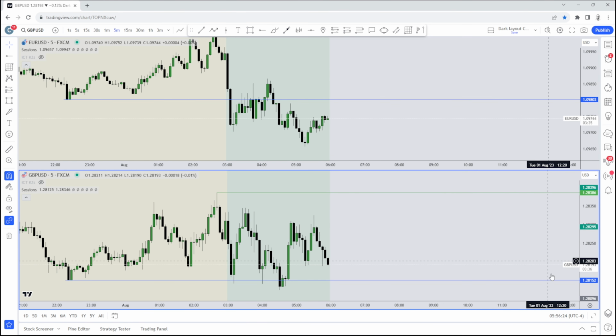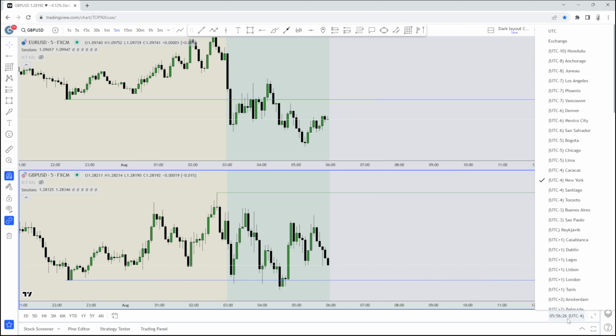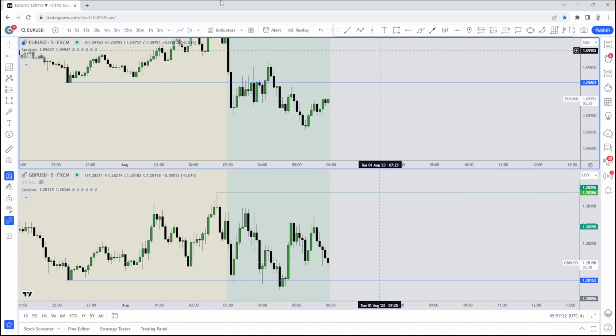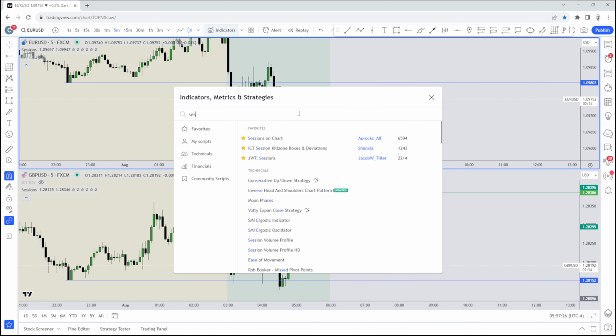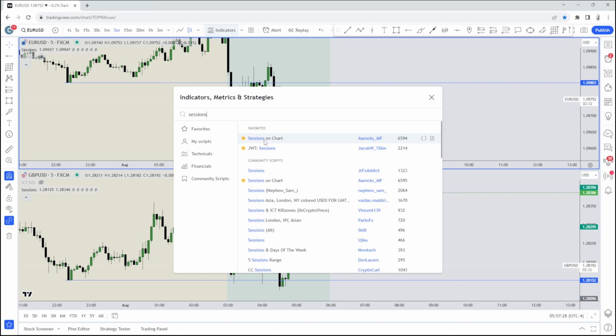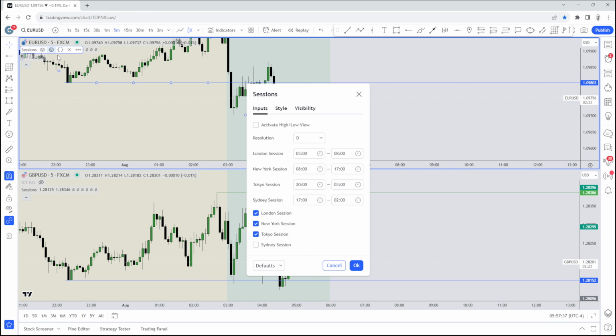Secondly, go on the bottom right of your screen, click on the time zone and choose UTC -4 New York time. Step number 3, go to the indicators tab, click on it and then choose sessions, and I want you to place these sessions on chart by AUROX AIF. Then go to the sessions, click on the settings right here and copy exactly what I'm having right here.